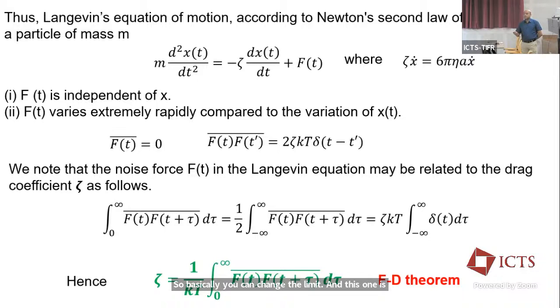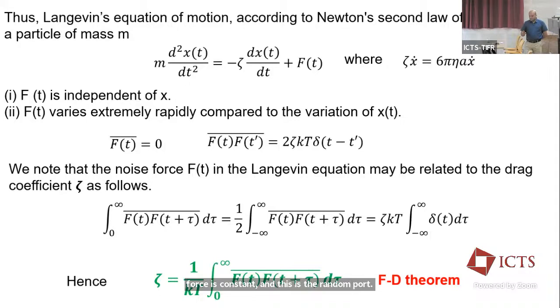So zeta equals 1 by kT times the integral from 0 to infinity of F(t plus tau) dt. You see that this is the deterministic part, the frictional force, this constant, and this is the random force. So they are related, and that is basically the fluctuation dissipation theorem.